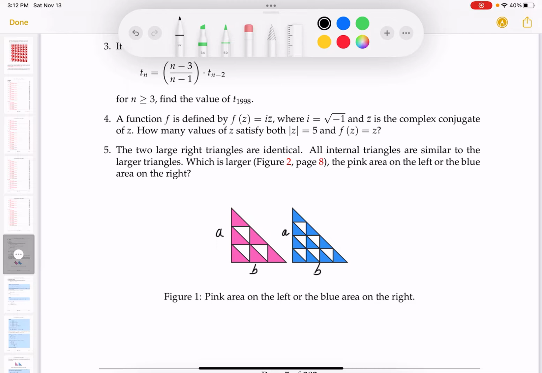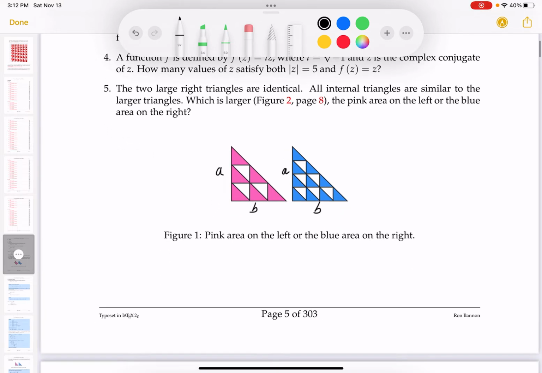Which is larger, the pink area or the blue area? Well, I've got to figure that out. Let me go through the first one. Of the pink ones, there's 1, 2, 3, 4, 5, 6 of those triangles. Now, what's the area of one of those triangles? Looking at it, it would be 1/2 times the base. The base is b over 3. And what's the height of those? Again, I'm doing the pink one over here. It looks like a over 3.